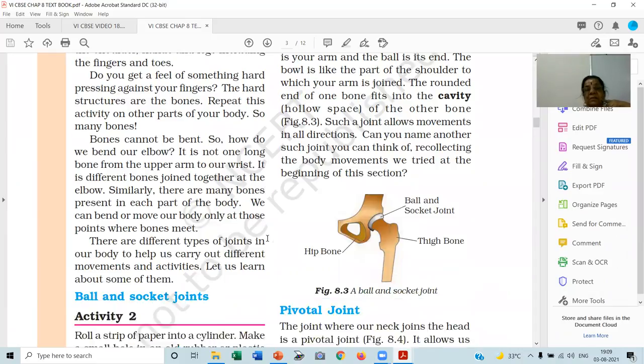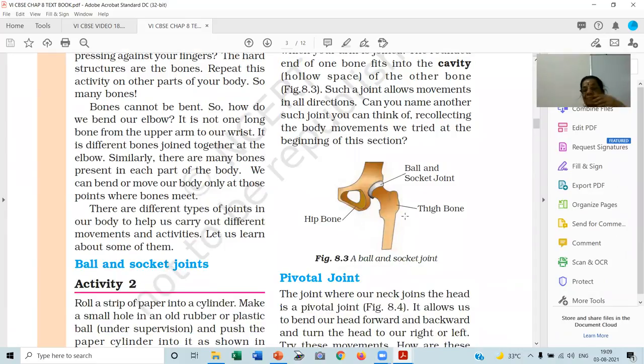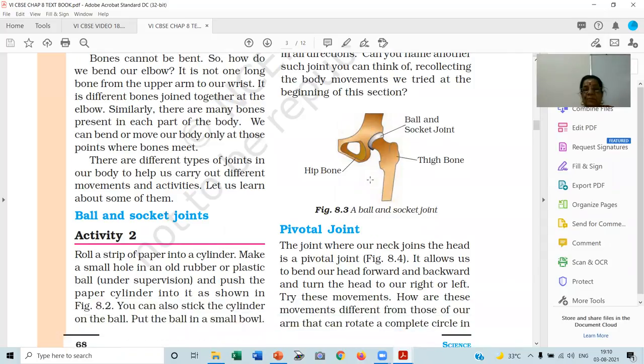And then ball and socket joint, with an example in the thigh bone. Thigh bone, it's called femur. The head of the femur is fitting into the hip bone, forming the cavity. The head of the femur is fitting into the cavity, hence it is a ball and socket joint. This is the thigh bone.